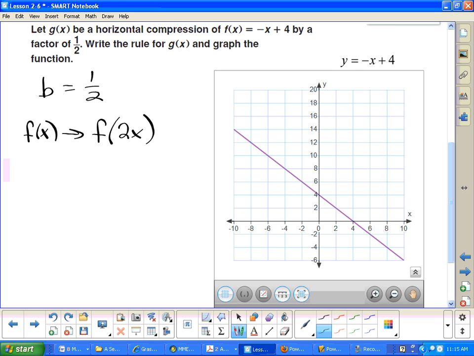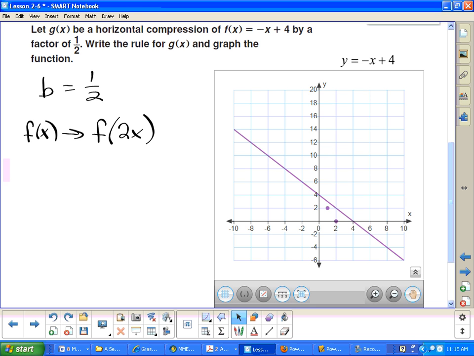So let's do it to the points first. Okay? So my x-intercept is the point 4, 0. Okay, the x value is 4. What's half of 4? 2. So I'd have the point 2, 0. Okay? Here I have the point 2, 2, right? Okay. What's half of 2? 1. So we would have this point here then, the point 1, 2.